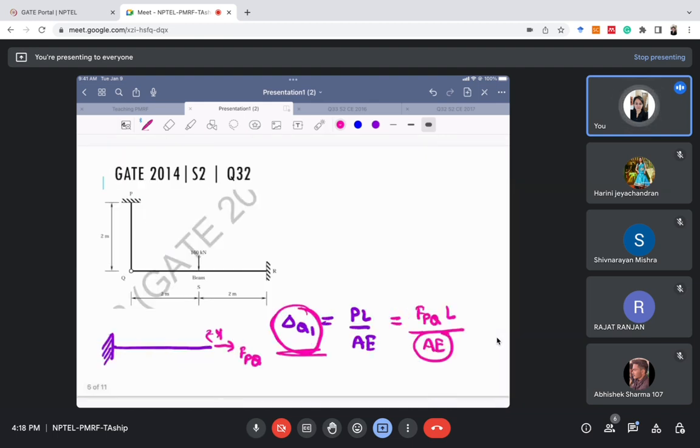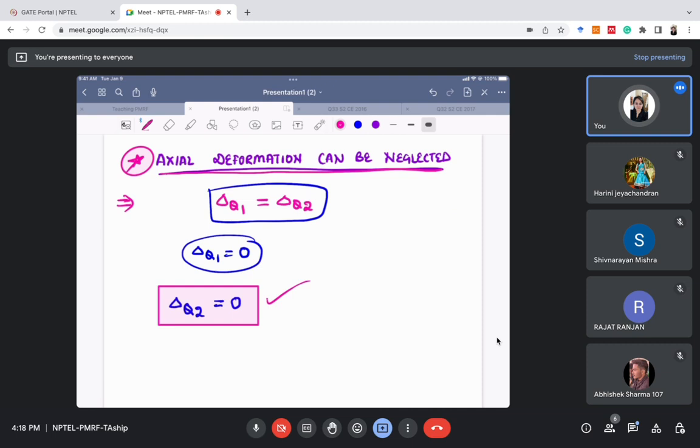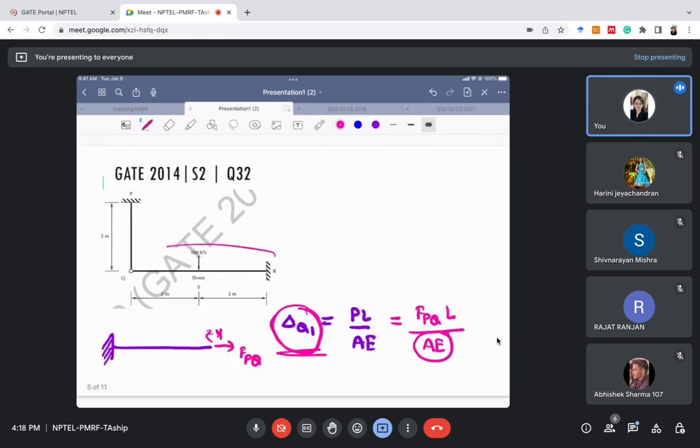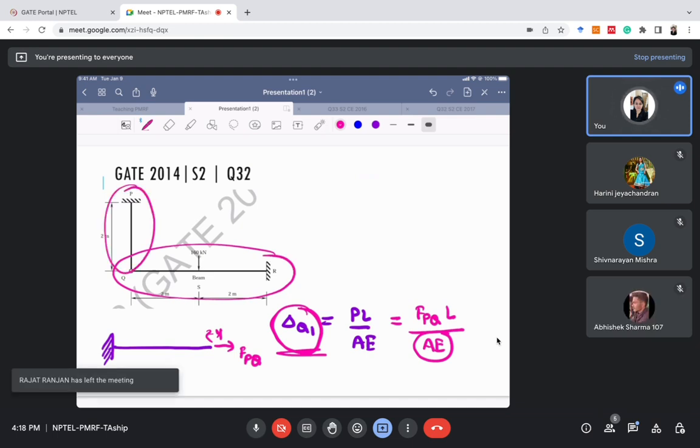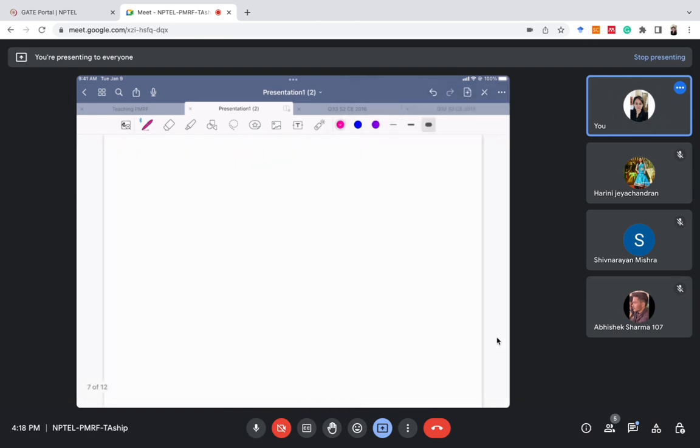In all this, do not forget that we need to find the value of FPQ, right? Now our compatibility condition has become delta q2 equal to 0. We will simply solve this equation and find the value of FPQ. Now our entire focus will only be on this beam part, because this PQ part is not deforming, so we are neglecting it. So now I am drawing this beam part, because that is the only thing which is important now.